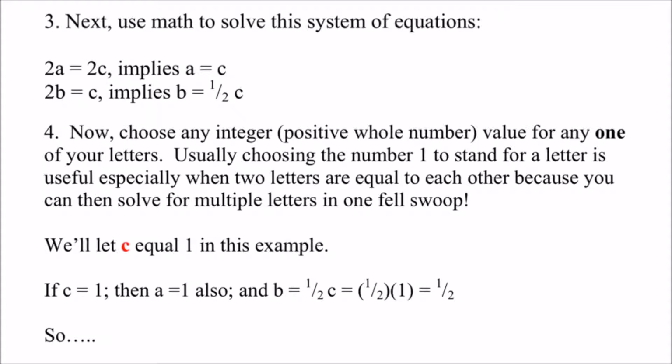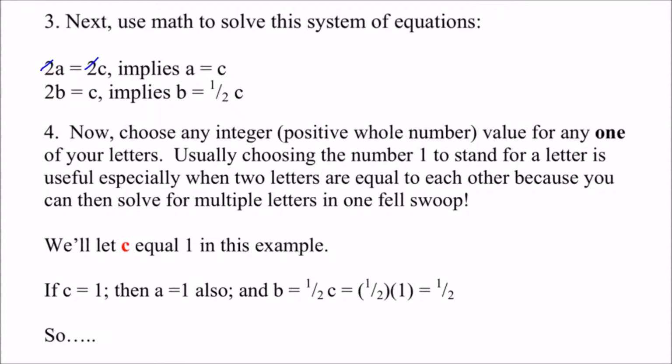Now that we have created our 2 equations, we're just going to use a system of equations to solve it. You'll notice since we have 2A equals 2C, the 2's can cancel out on both sides, and that just means that A equals C. And then we have 2B equals C. It says here that means B must be equal to 1/2 C. Who cares? We don't even need to know that. We can just straight up use this equation right here. That's fine. You don't need to go through all that other stuff.